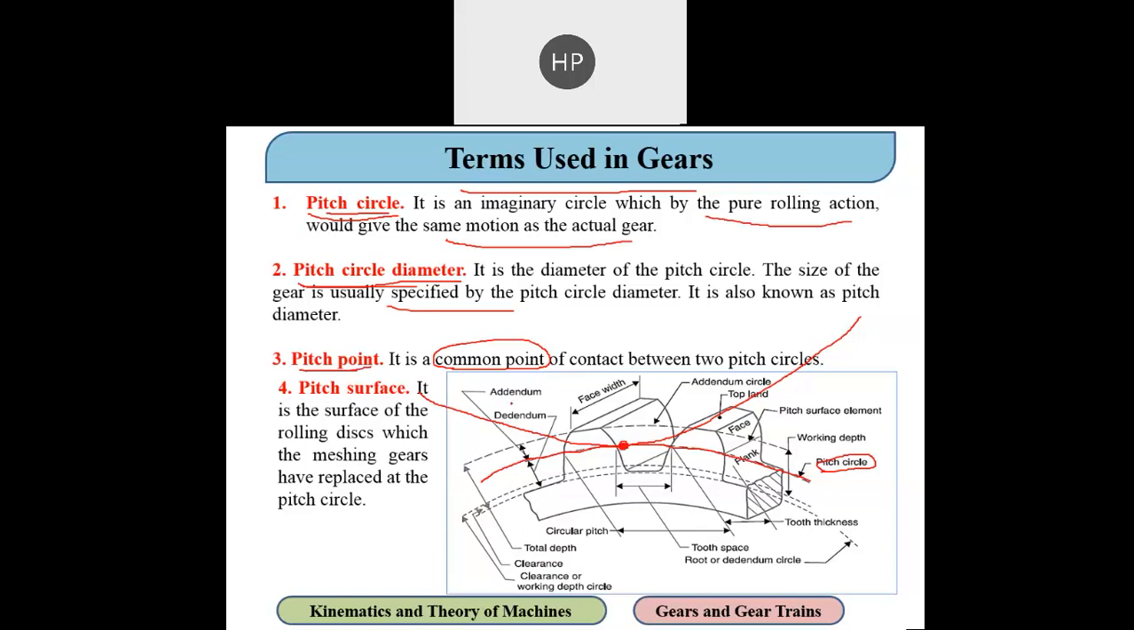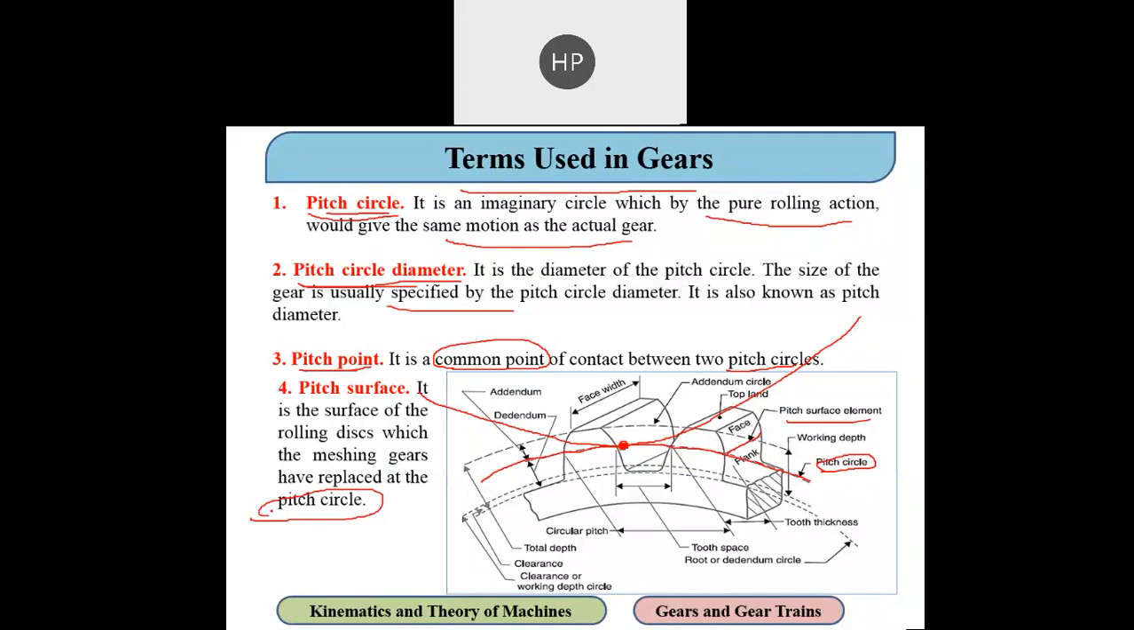I have randomly drawn it, but it may be any point. When these two pitch circles have a contact, at that time they have one common point, and that common point is known as the pitch point. And then the pitch surface. This one, the pitch surface, is the surface over here, you can see. It is the surface of the rolling disc which the meshing gears have replaced at the pitch circle. So all these are the definitions or terminologies related to the pitch circle or pitch point.